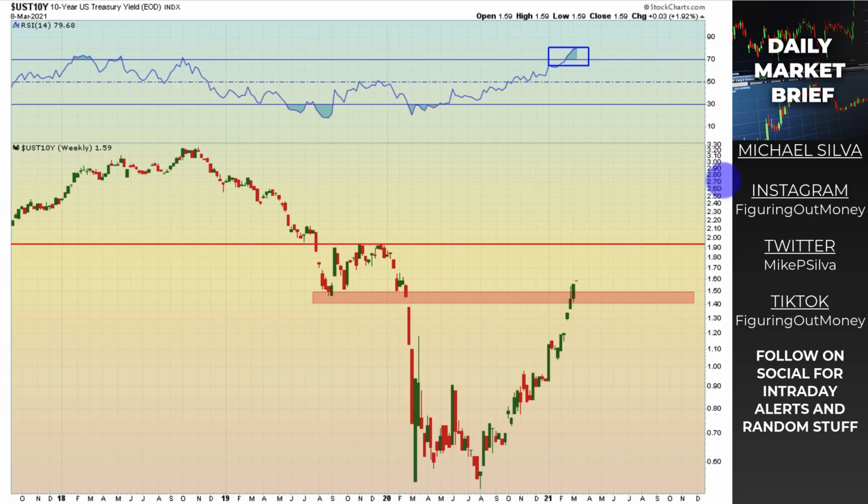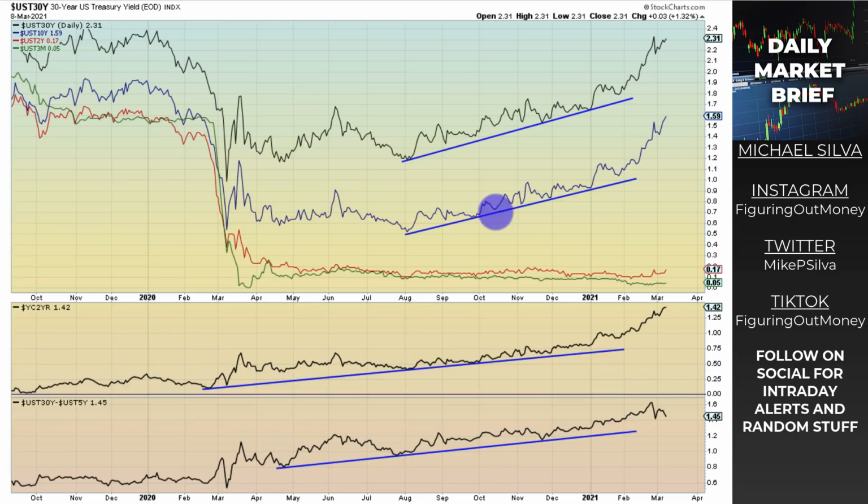Now let's look at bonds and yields. The 10-year, obviously, this is what I mean by overbought. It's very frothy there on the RSI as it breaks through this kind of resistance and heads higher up into the 1.9 to 2.0 range. If you look at this chart right here, you can see we closed at 1.59 on the 10-year, 2.31 on the 30-year, and you can see the curve that we showed here at the very beginning of the episode continues to steepen. And we saw a little bit of an uptick here on the 2-year as well.